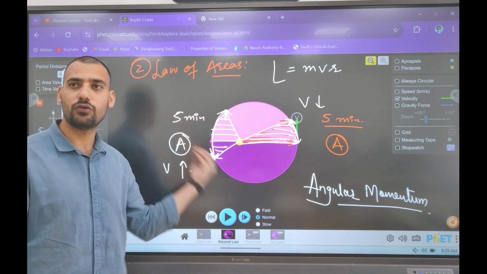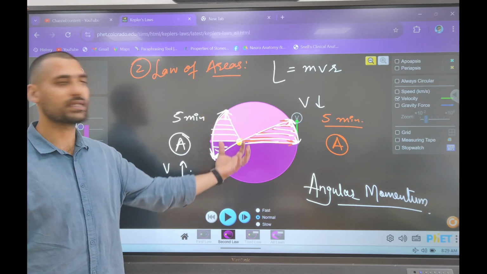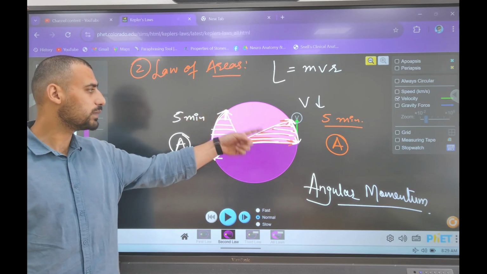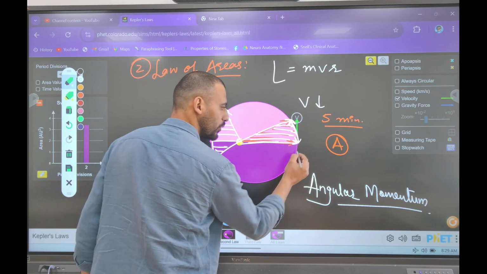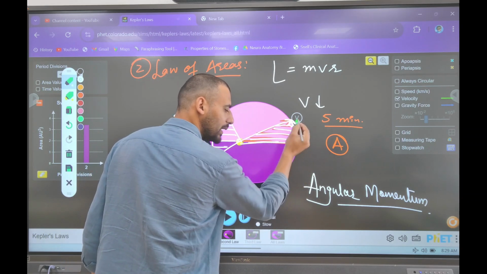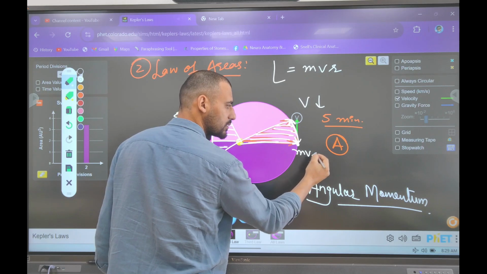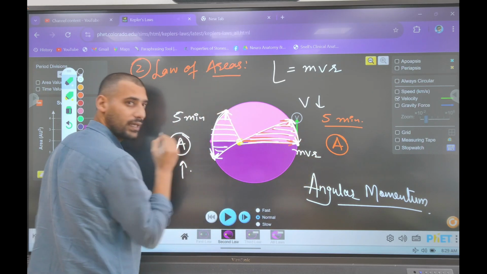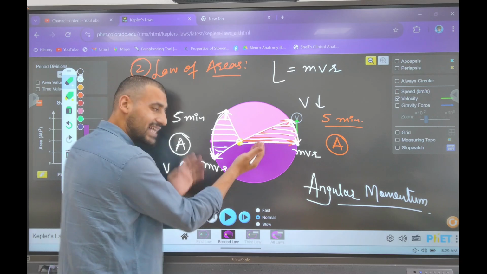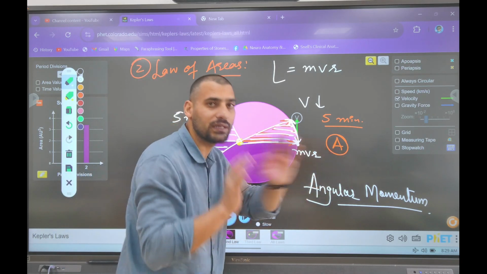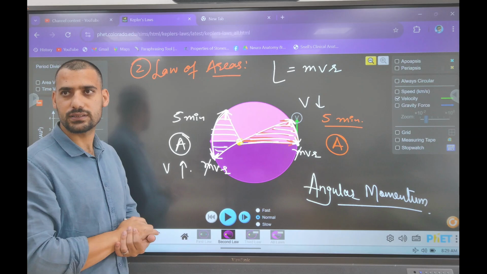Actually, when the planet is revolving, there is no external torque. When there is no external torque, the angular momentum of this planet remains conserved. That means, if this is the point A, if you apply the angular momentum equation, it is mass times the velocity at this point times the distance. The same value will be applied here. It will be mass times the velocity times the distance.